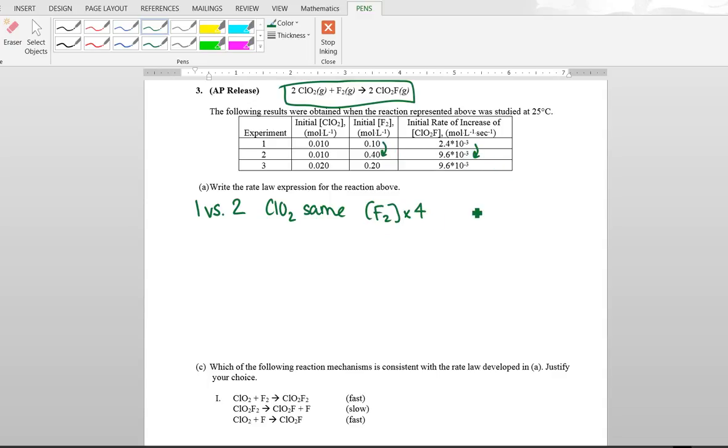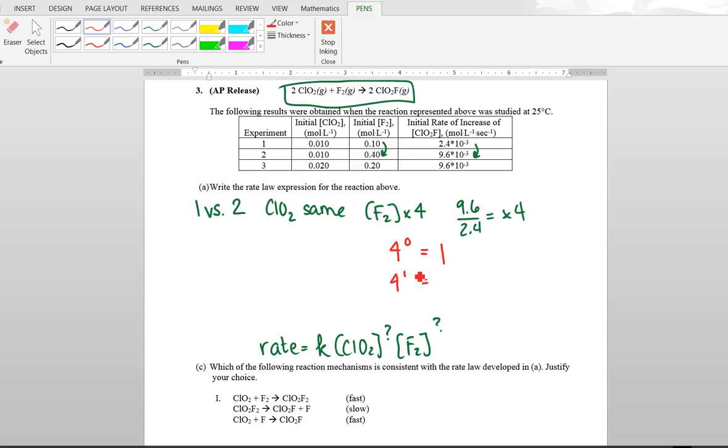And if you look at what happens to the rate, 9.6 divided by 2.4, they're both times 10 to the third. The rate goes up by 4 as well. And remember, our goal here is we're trying to figure out, rate equals k times ClO2 to some exponent times F2 to some exponent. In order for this to make sense, you're trying to figure out what the exponent is around the F2. If the exponent is a 0, then any number to the 0th power is 1. So if it were 0 order F2, then we would expect the rate to not change.